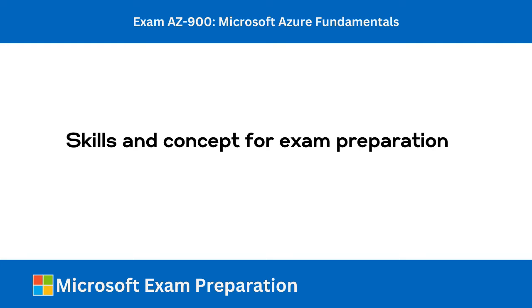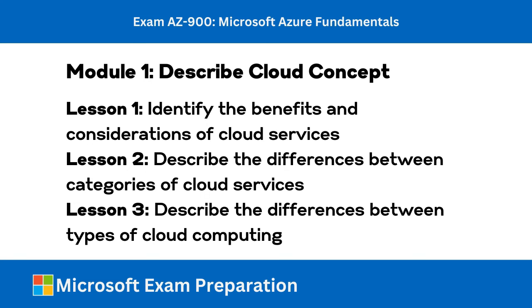The video is broken up into 6 modules that align with the objective domain for the AZ-900 exam. In Module 1, we'll start off with a discussion of some of the benefits you get when moving to the cloud, things like high availability, scalability, elasticity, fault tolerance, and more. We'll then talk about the differences between infrastructure as a service, platform as a service, and software as a service. And we'll talk a little bit about serverless computing and what it means in the cloud. We'll also cover the differences between the public, private, and hybrid clouds.